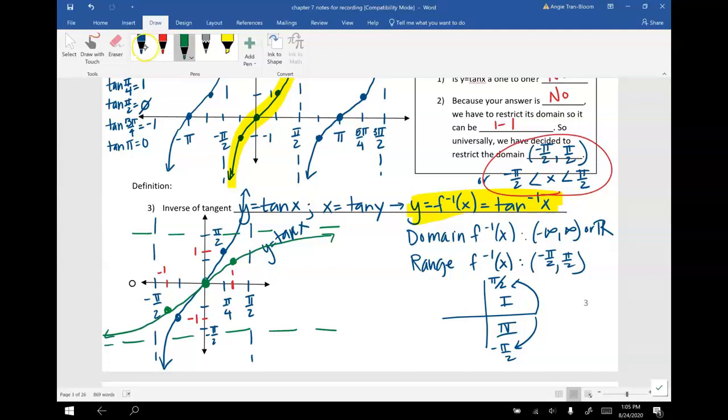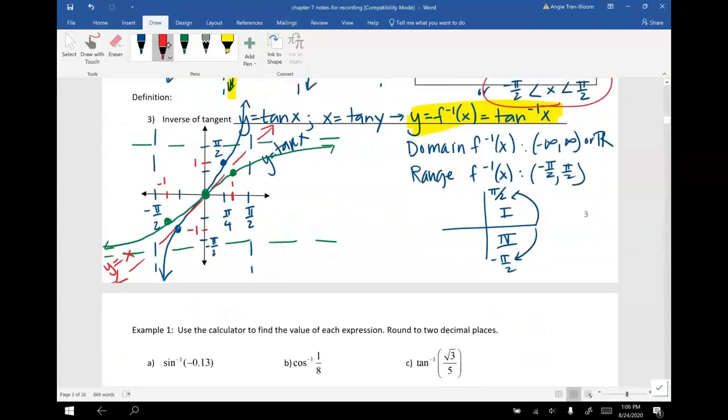Now, in the perfect world, what if I couldn't graph this perfectly, it should, again, reflect about our line here of y equals x. So the red line is really y equals x.